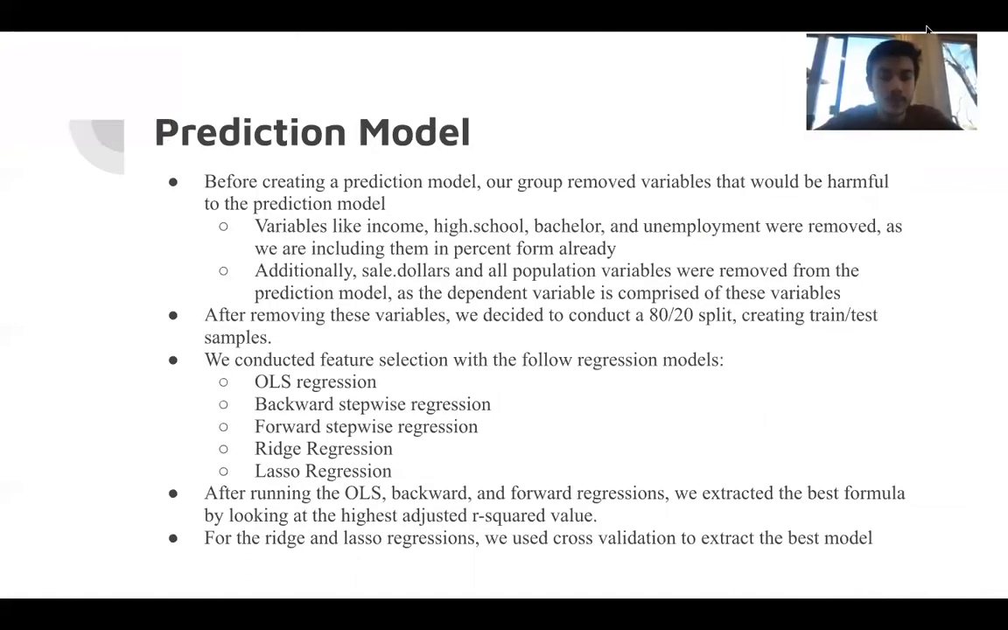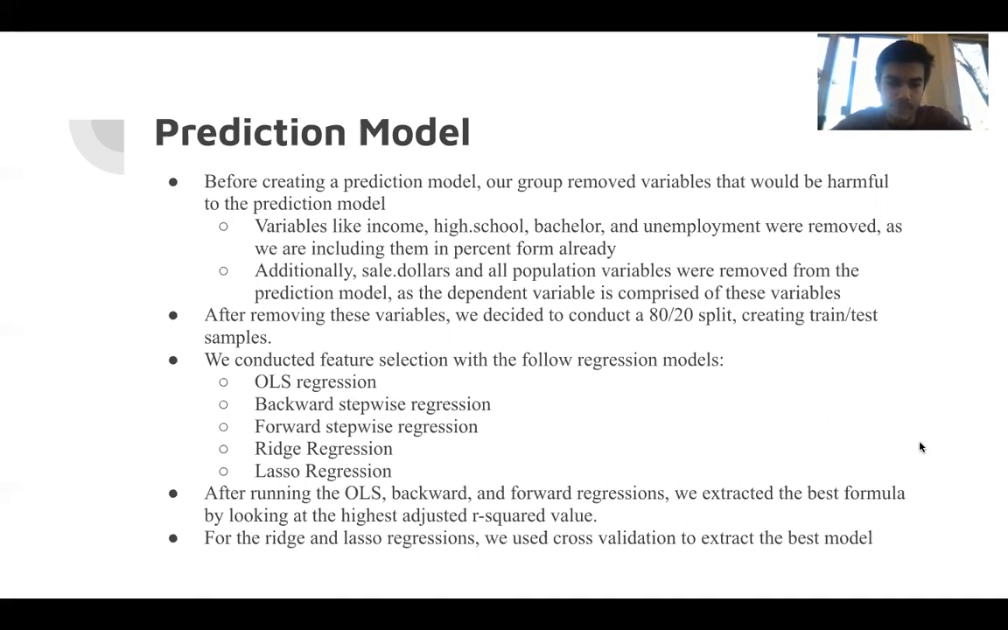Now moving on to our prediction model, we just want to preface by saying that our group removed some of the variables that we believe would be harmful to the prediction model that came from the base data set. Variables like income, high school, bachelor, and unemployment were removed and actually altered, and we talked about including them in percentage form already. Additionally, sales dollars and all population variables were removed from the prediction model as the dependent variable already comprised these variables.